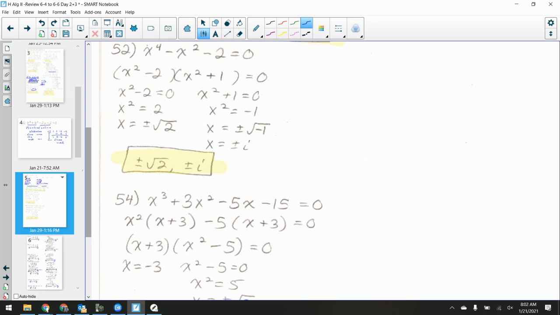Just to reiterate where we're headed, we've got our quiz tomorrow, and then next week we're going to do sections 6-7, 6-8, 6-9 on Monday, Tuesday, Wednesday. We will start reviewing for Chapter 6 test on Thursday. We will have a group test next Friday.